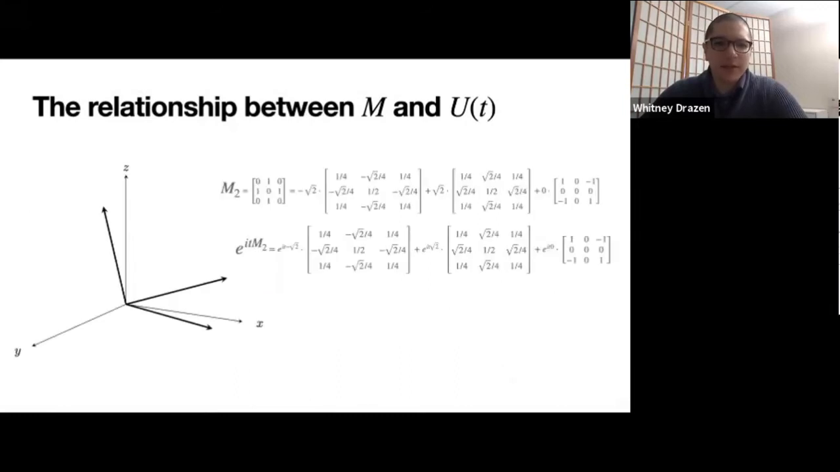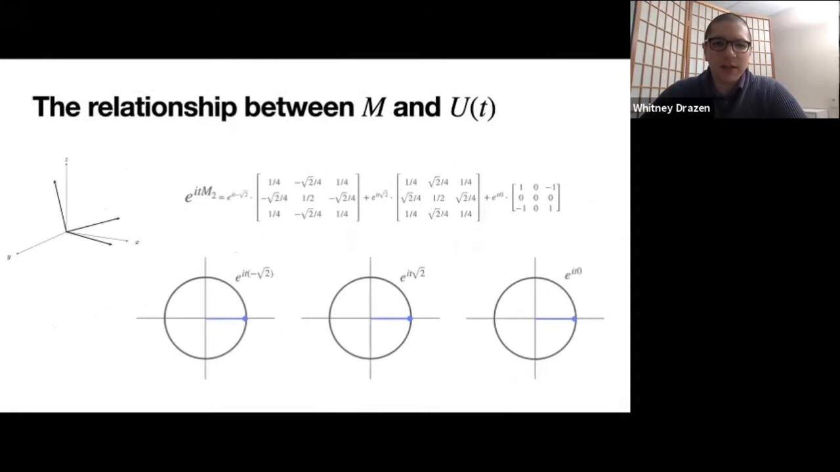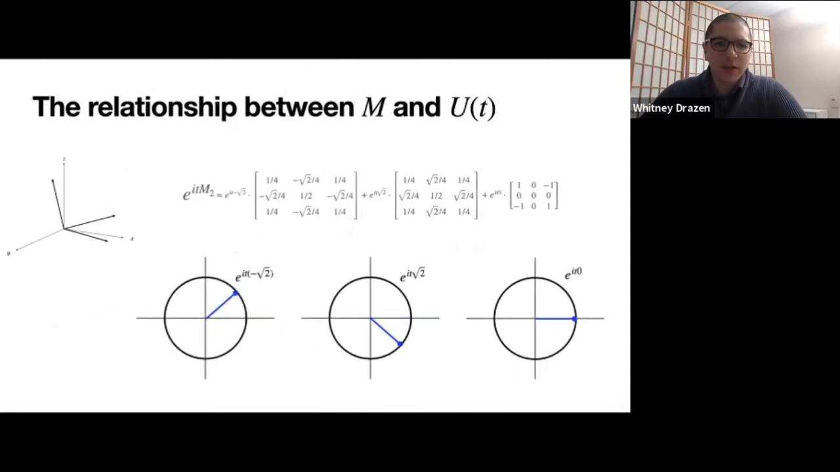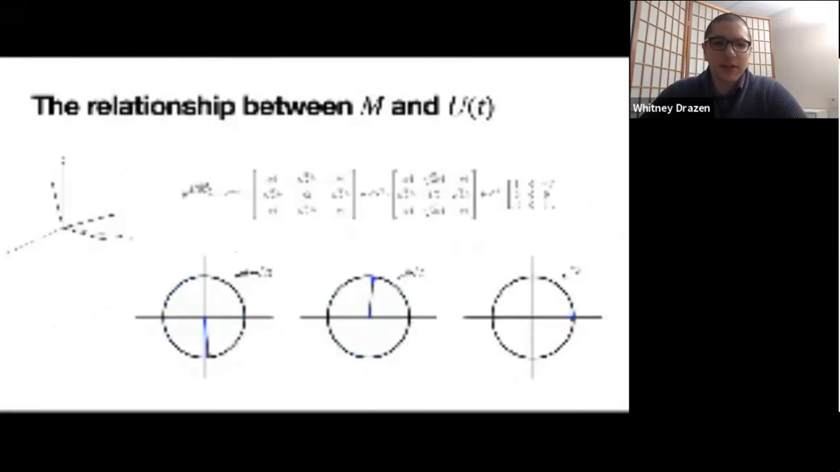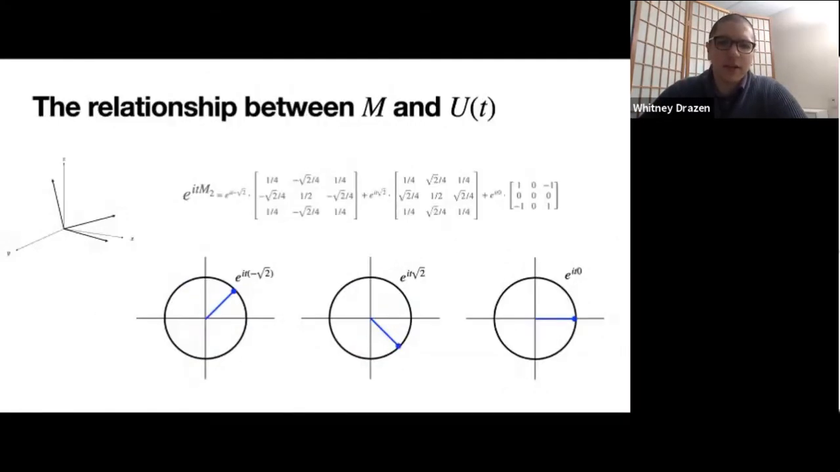I'll sort of fast forward through this, and here we can see another time evolution of our eigenvalues, again winding around the unit circle. Now you'll notice that the third eigenvalue didn't move at all, and that's because the eigenvalue coming from M was 0, so e to the it times 0 is e to the 0, which is just 1.